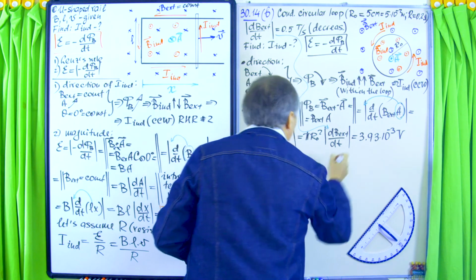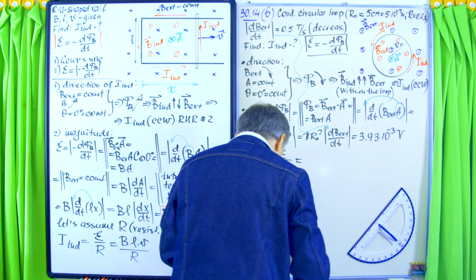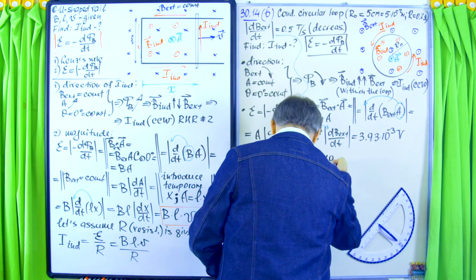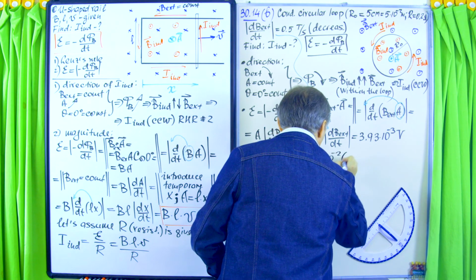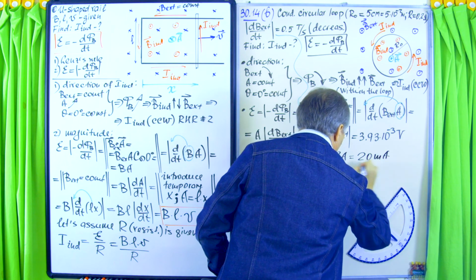So anyway, if you plug in the resistance that is given, you will end up with 20 milliamps. All right, 2 times 10 to the power of minus 2 amps, which is 20 milliamps.